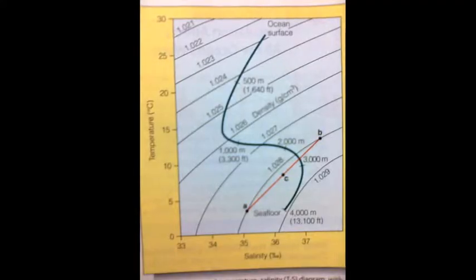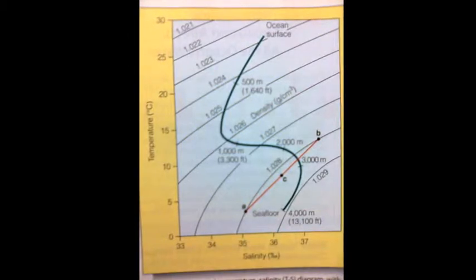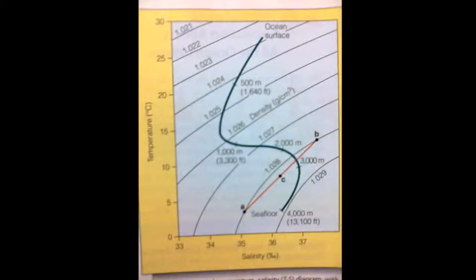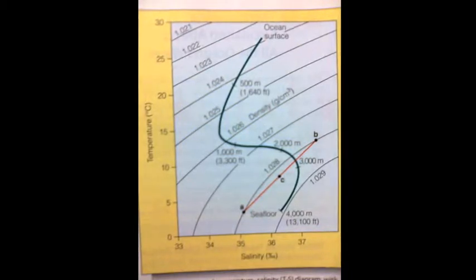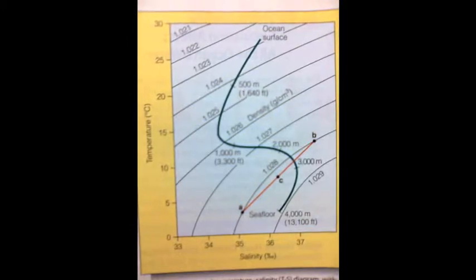The x-axis represents salinity and the y-axis represents temperature. The black contour lines are different densities. As you can see, different combinations of salinity and temperature can create the same density. The blue S-shaped line is the ocean's density, with depths marked along the way.